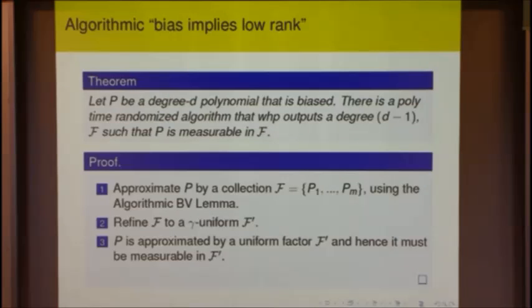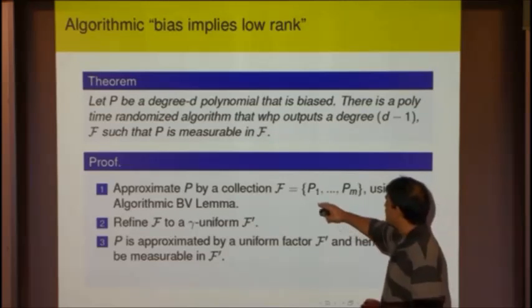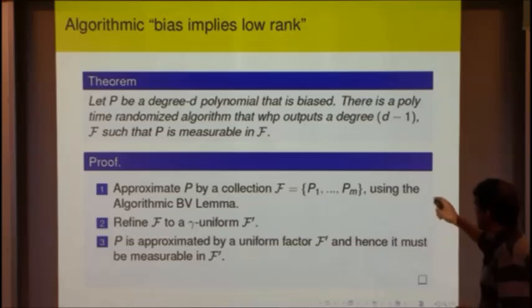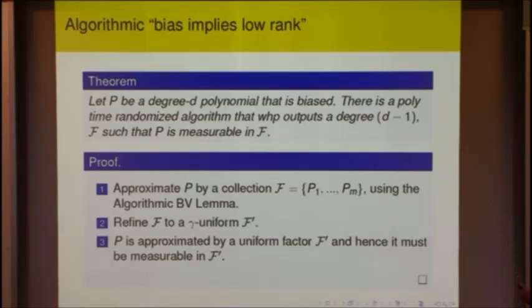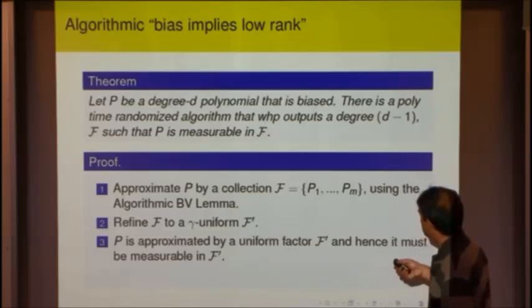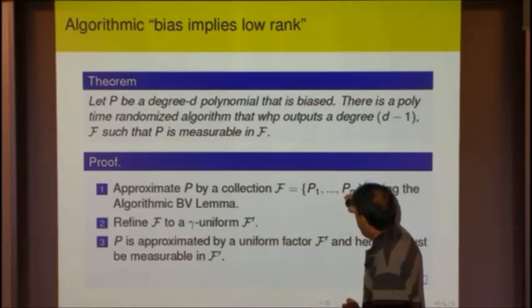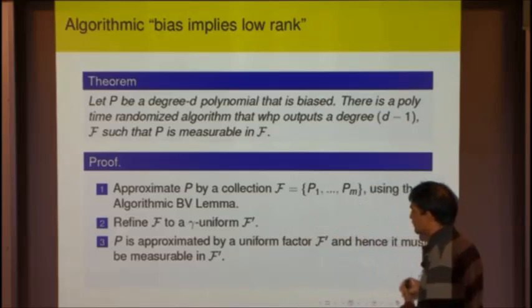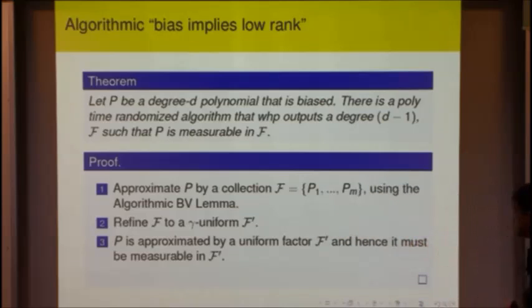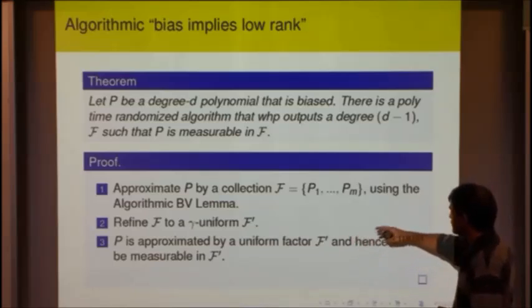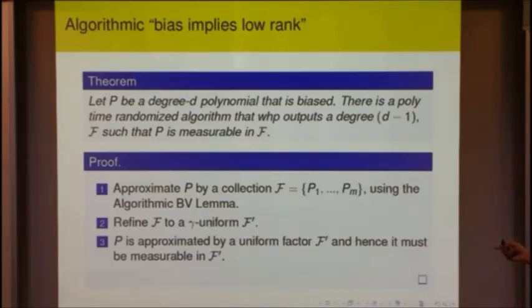So again, first you approximate P by a collection of polynomials P1 through Pm, using the algorithmic version of Bogdanov-Viola. Then, as we said, there is an effective procedure to refine P1 through Pm to a gamma uniform factor, and this part is also algorithmic. And then finally, once you have that P is approximated by a uniform factor, then we know that it actually also must be measurable with respect to that same factor.